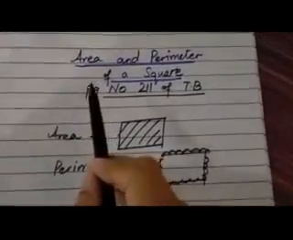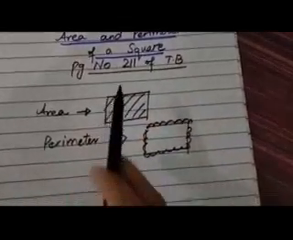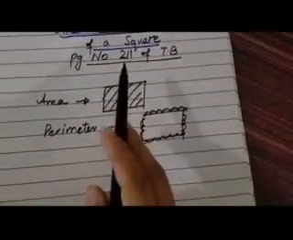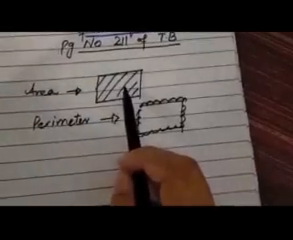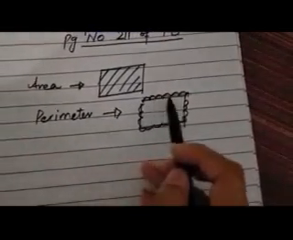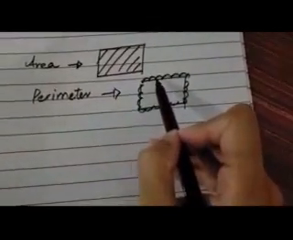Today our topic is area and perimeter of a square, and that is on your textbook page number 211. As you all know, the area is the inner side of a figure and the perimeter is the total length of your boundary. Total length of the boundary of any figure, whether it's rectangular, square, triangular, whatever the figure is. The inner side is the area and the boundary is the perimeter.